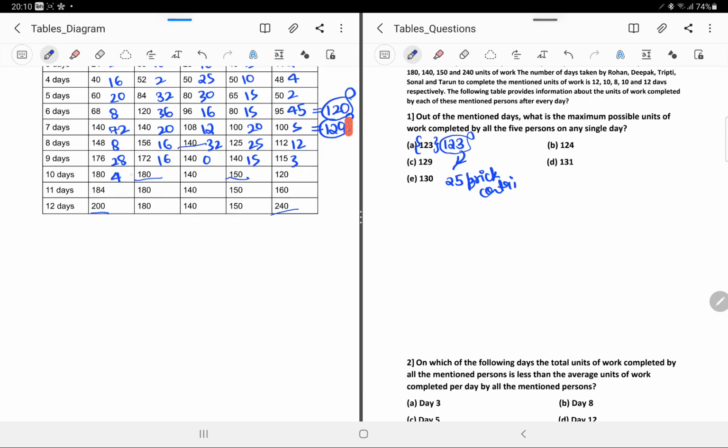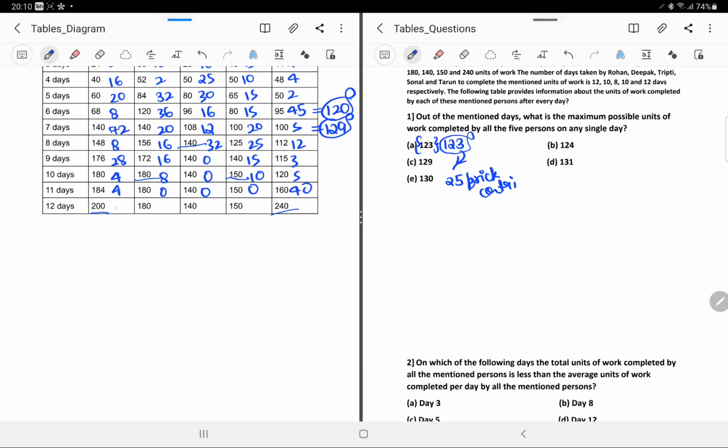For the second day it is 4 and this is 8. This is 0. This is 10. This is 10 and this is 5. So no point of calculating that. 4, 0, 0, 0, 40. No point of calculating that.